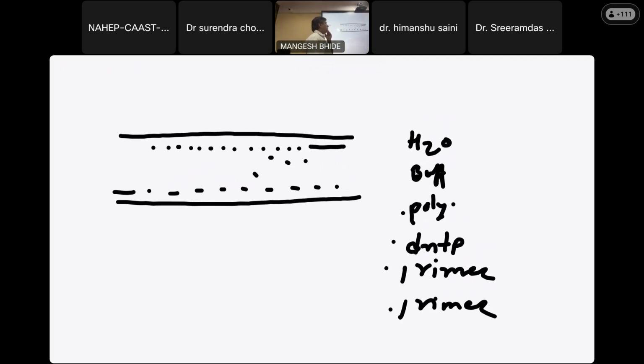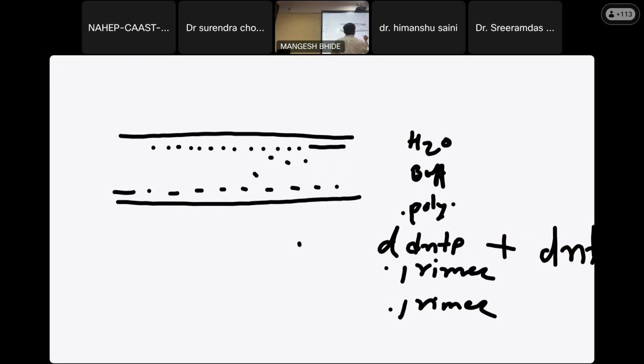Now we don't want a full-length product, but we want randomly cut fragments. We should be able to produce random-length fragments, and that can be done by adding ddNTP along with dNTP. ddNTP means a terminator. So ddNTP, I can write here.